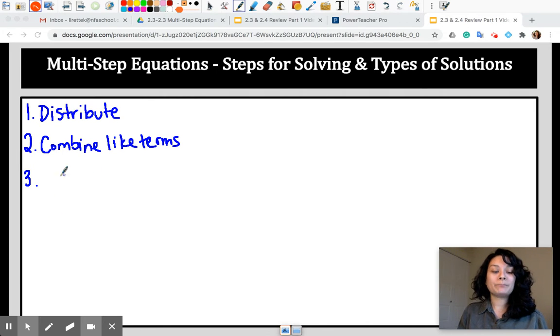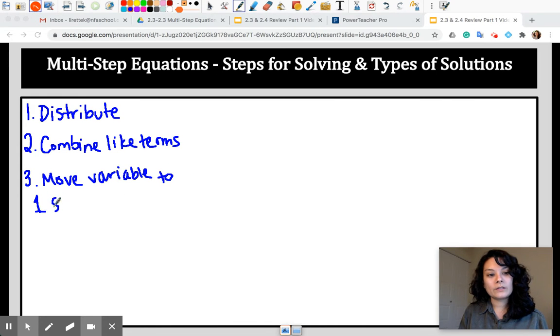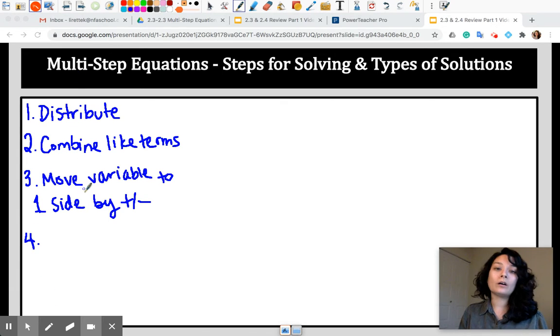And then the third step will only happen if you have variables on both sides, so you might not need to do this step. The third step is to get all your variables on one side by adding or subtracting the variable term. So I'm going to say move variable to one side by adding or subtracting. And then the very last step, if you've gone through all of these steps and taken care of everything, you should have a 1 or 2 step equation at that point. So you would just solve that, okay?